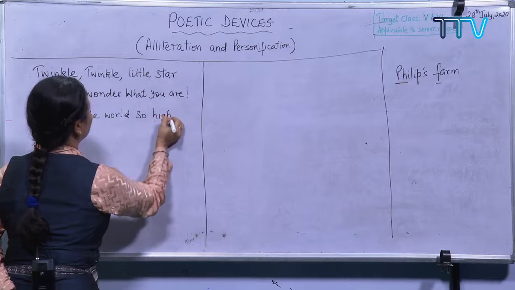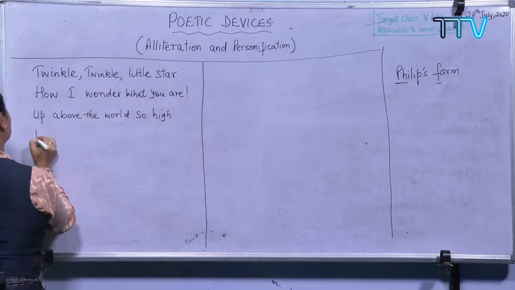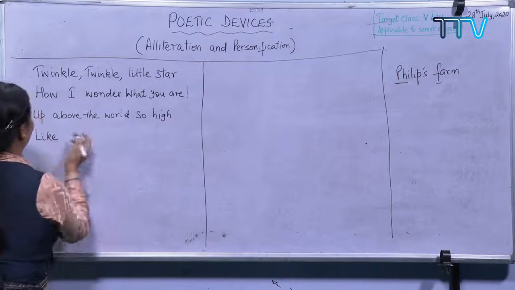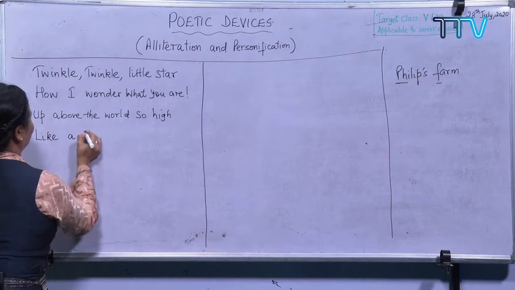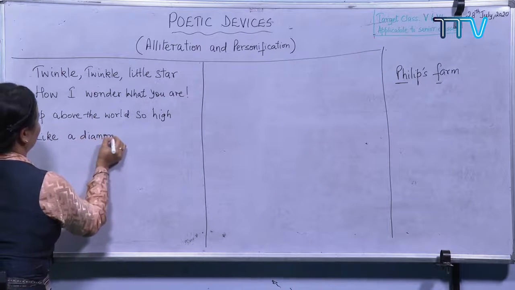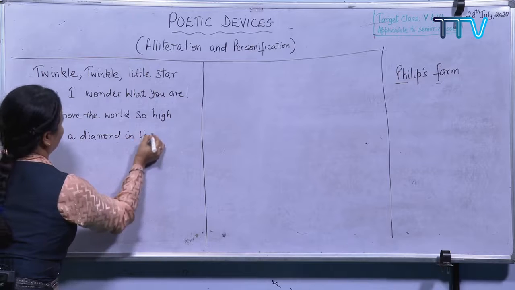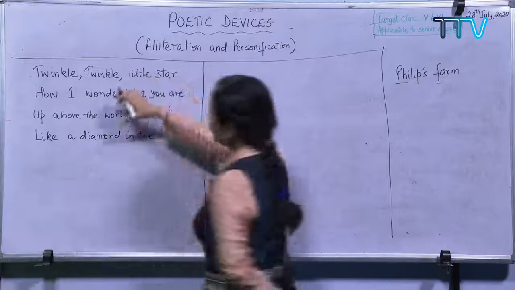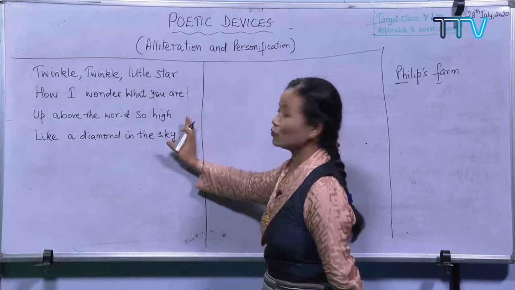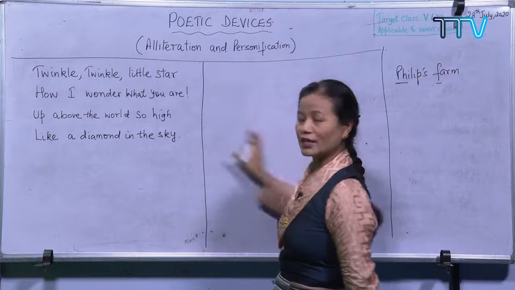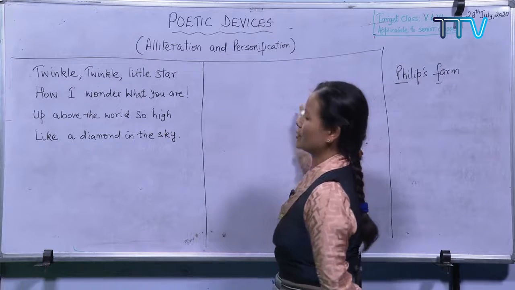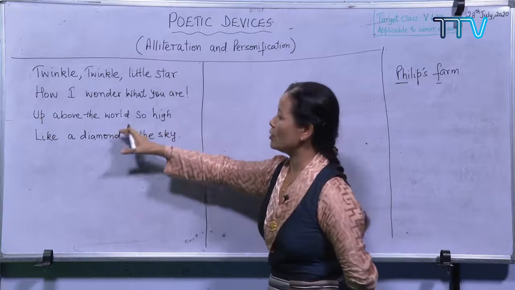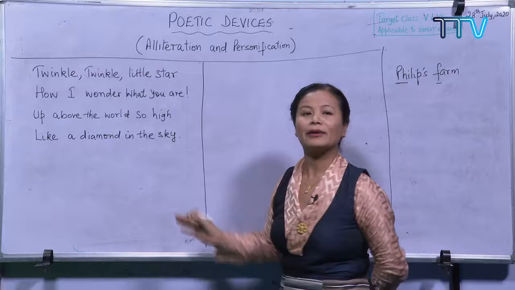Up above the world so high. I wish I could hear you also recite this. This is the nursery rhyme which I am going to use so that we can write another piece. Twinkle, twinkle, little star, how I wonder what you are, up above the world so high, like a diamond in the sky.